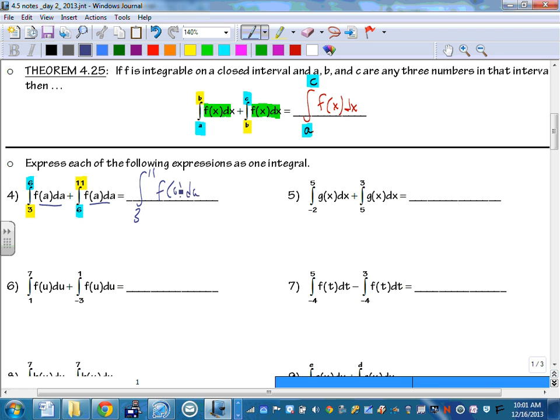Alright, so this one's definite integral from 3 to 11 of f of a dA.